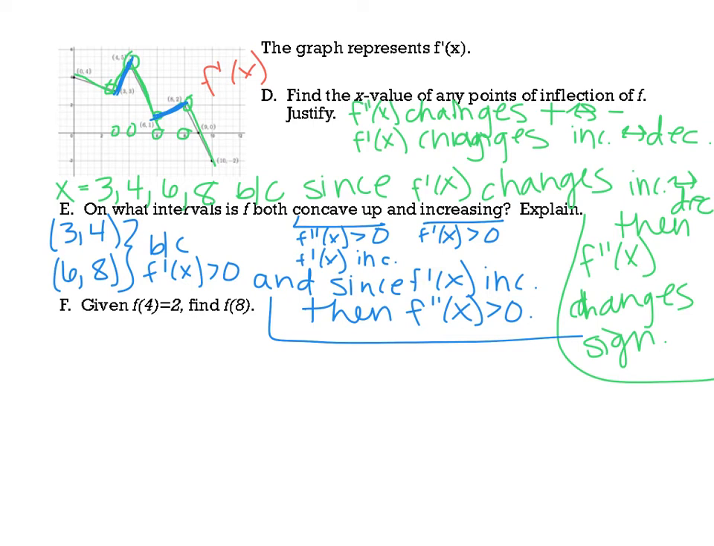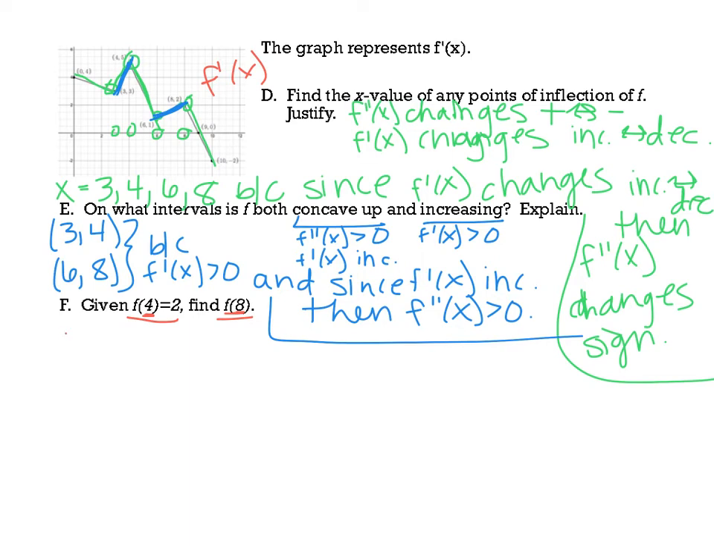So for part F, we're given that f of 4 equals 2, find f of 8. Okay, so right now we're trying to relate the original function back to the derivative. So to undo a derivative, to be able to get this graph of f prime back to the original f, we have to use integrals. So we're essentially trying to find the integral of this graph using f of 4 and f of 8, so using 4 and 8 as our x values.